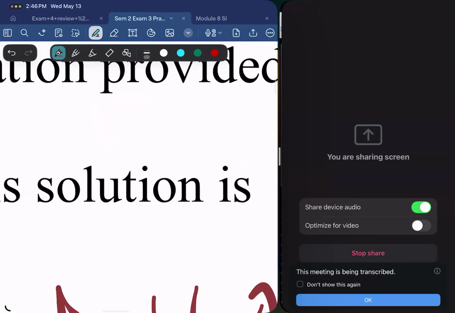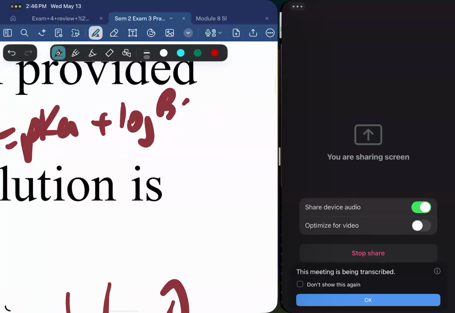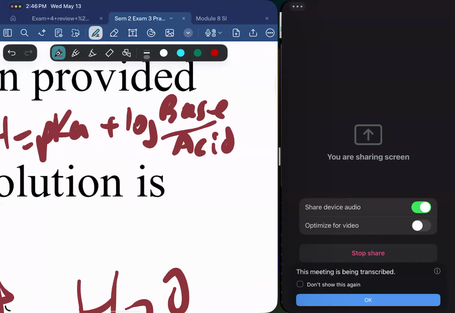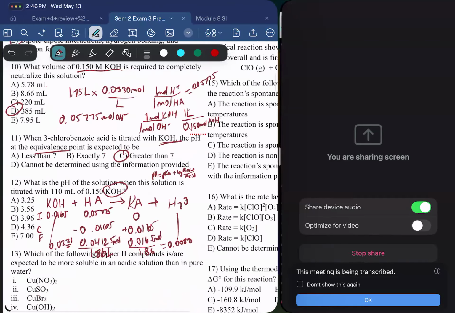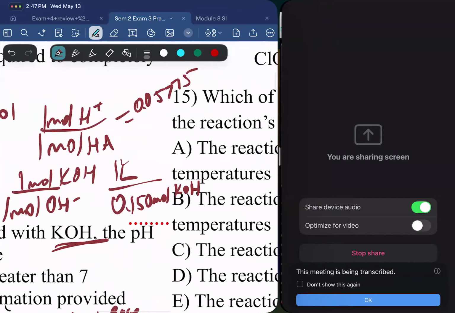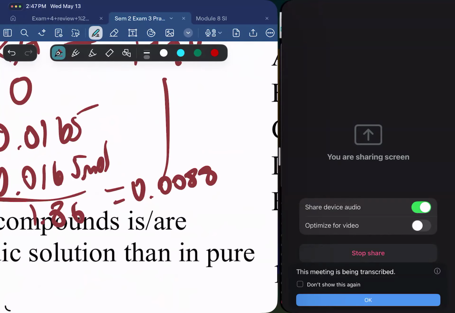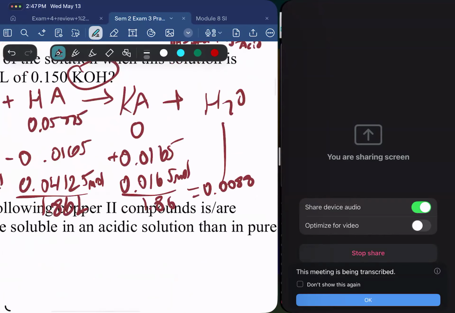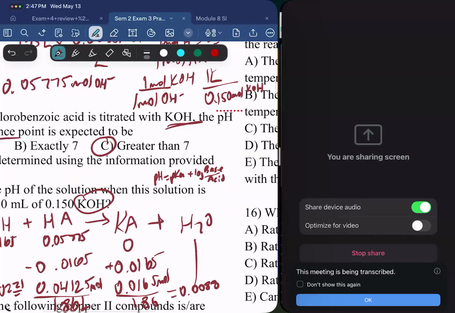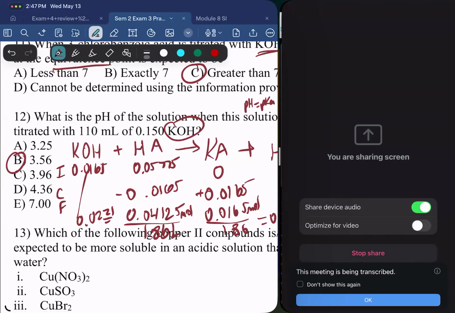And then now we're going to plug it into pH is equal to pKa plus log of base over acid, right? So let me plug these values in. Negative log of the Ka value, so 1.10 times 10 to the negative 4, plus log of base. The base would be this value divided by weak acid, which is this value. And ultimately, I got choice B as the answer.